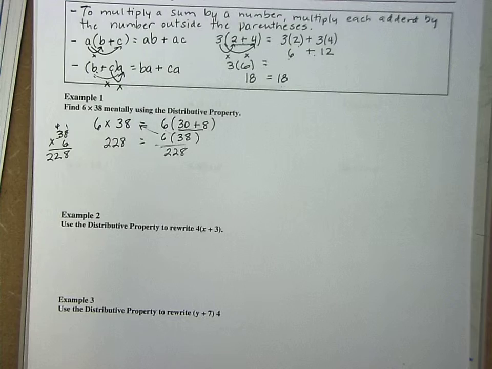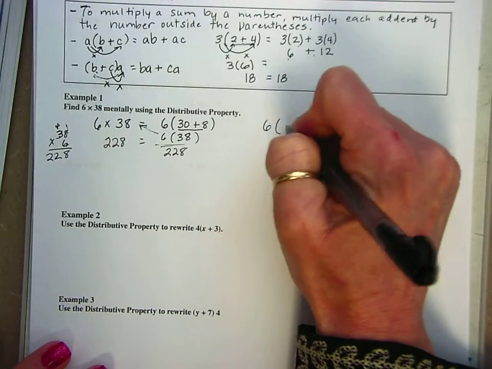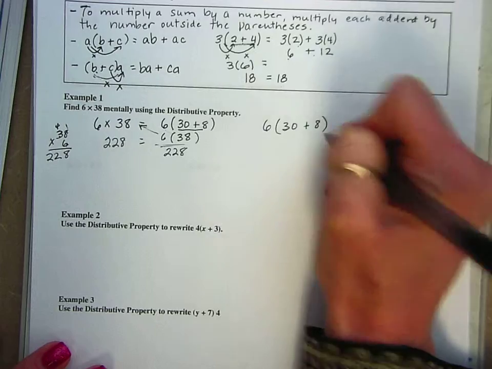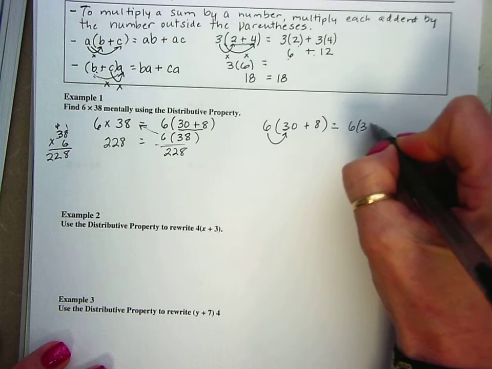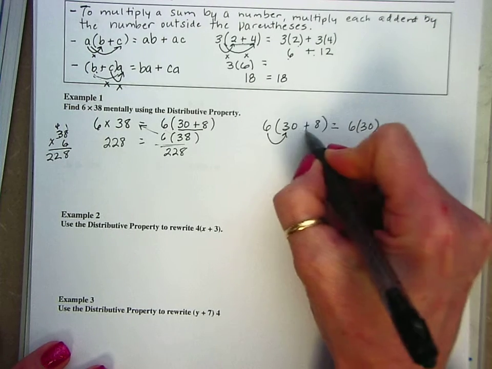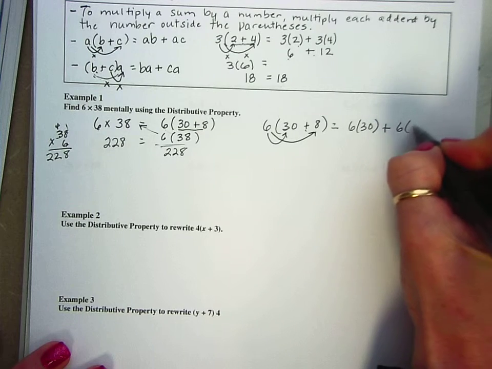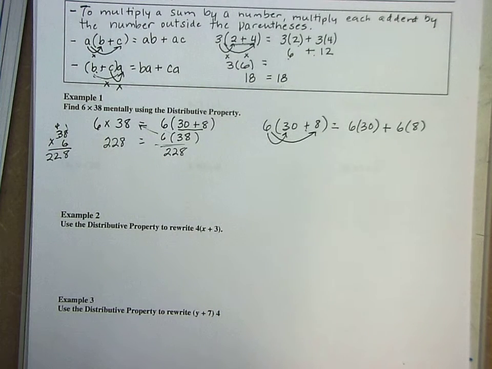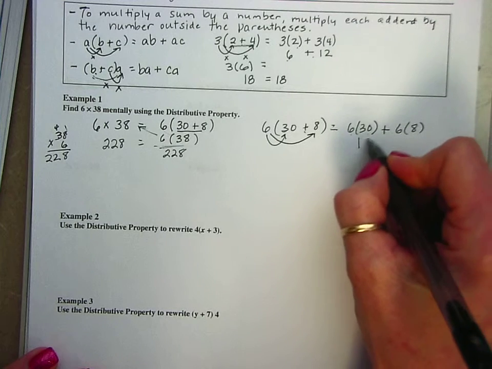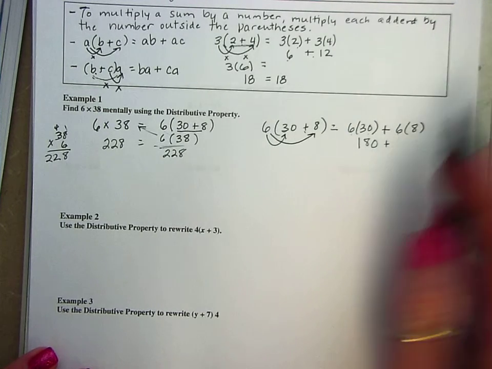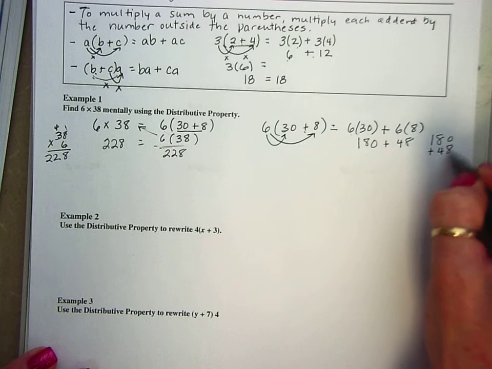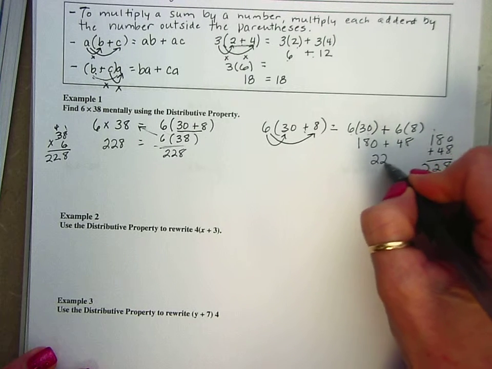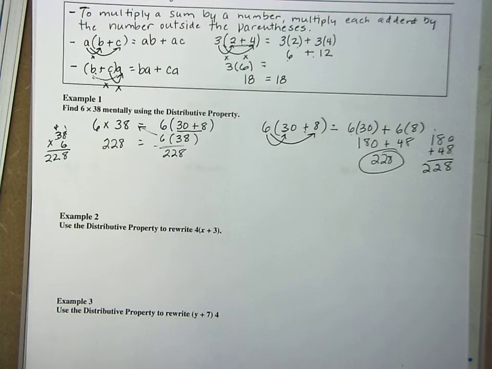Okay? Another way to look at this mentally is you could say 6 times 30 plus 6 times 8, and 6 times 30 is 180, and 6 times 8 is 48, and 180 plus 48, I bet it's 228. Yeah. It's a property that helps you do math mentally.